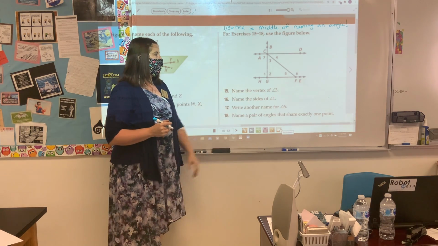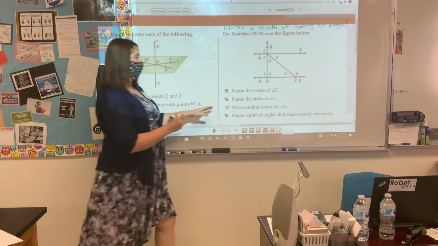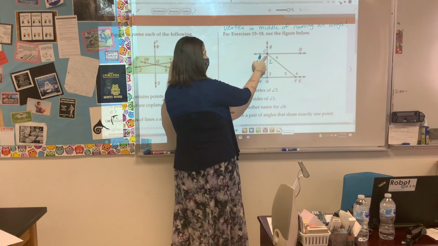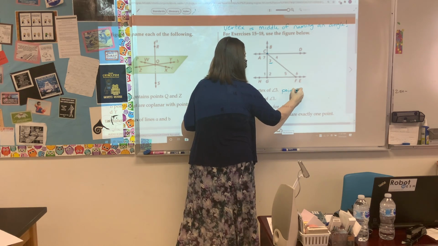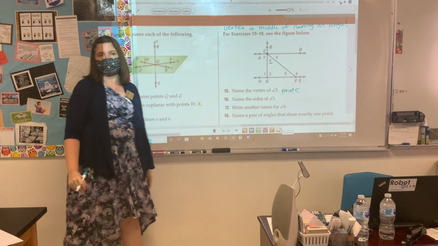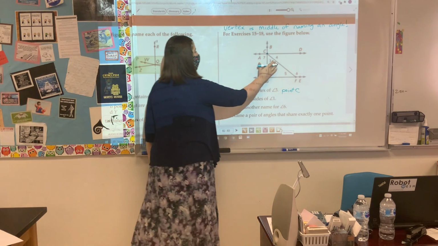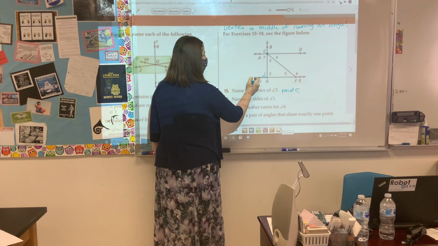Name the vertex of angle 3. Point C. Here's angle 3. Point C is the vertex. Name the sides of angle 1. Well, I have to find where angle 1 is. That's right here. What are our sides?